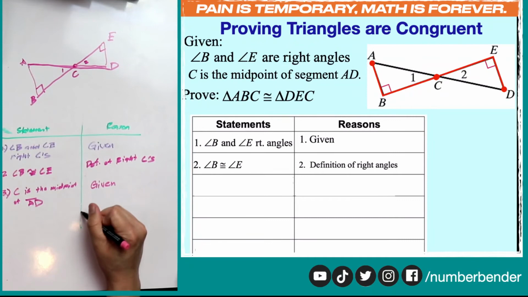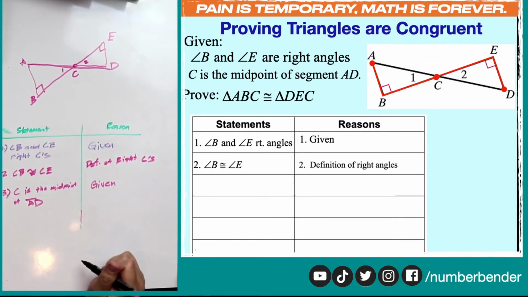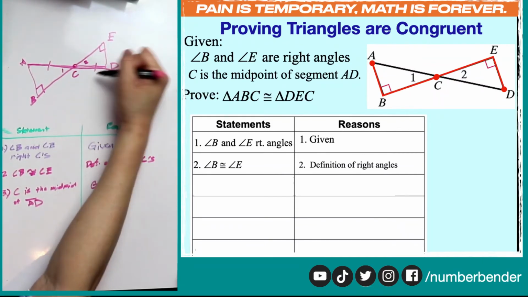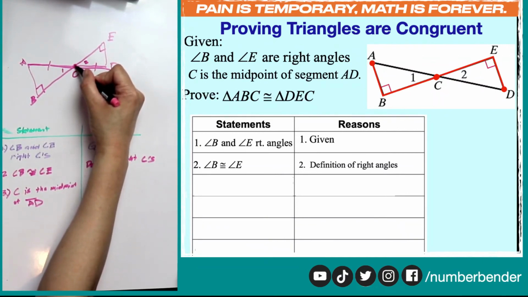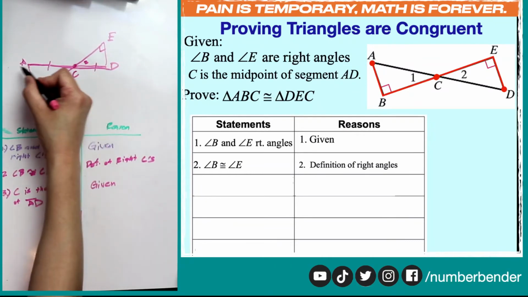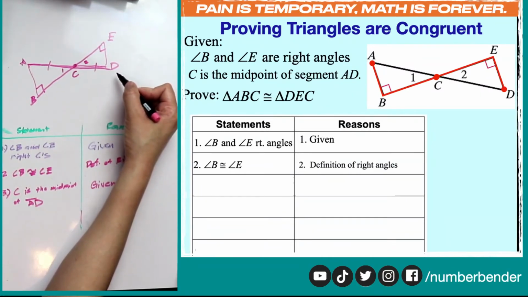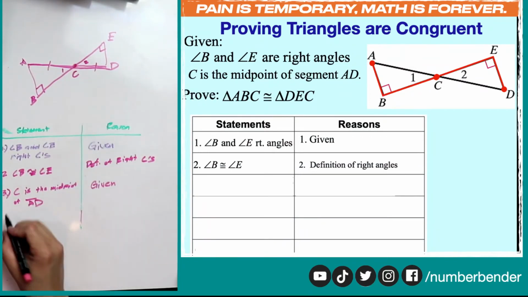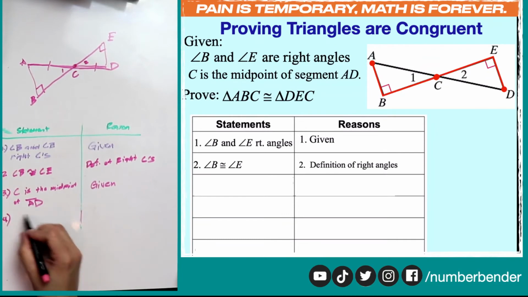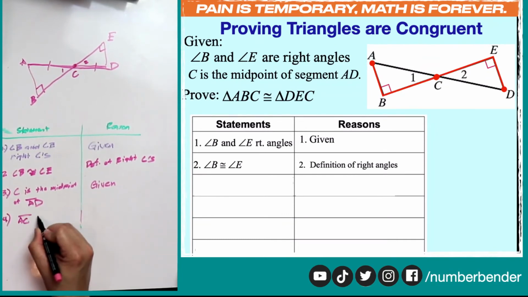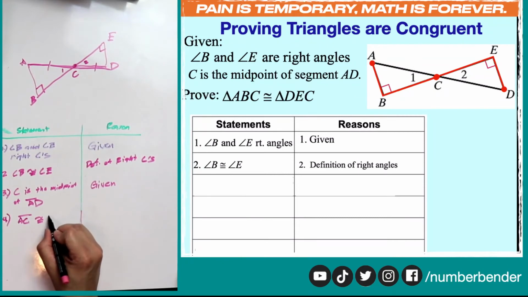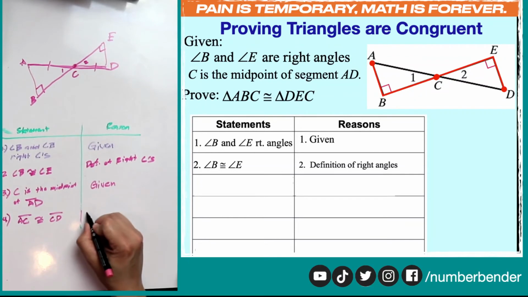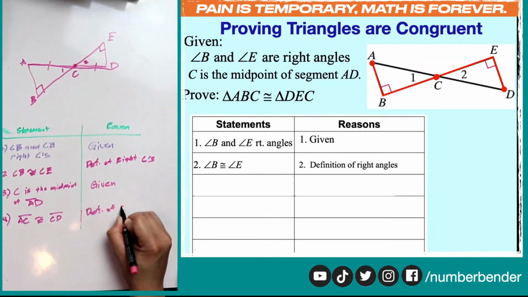And why do we need to establish that? Because I want to show that line segment AC is congruent to line segment CD because this is the midpoint, and we know that by the definition of the midpoint, it cuts the line segment into two congruent parts. So this line segment is equidistant to CD. So we can say now for our line 4 that AC is congruent to line segment CD. And we're able to show that because of the definition of a midpoint.